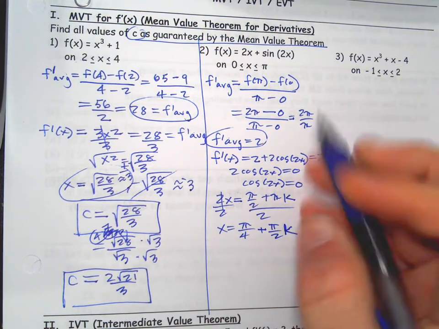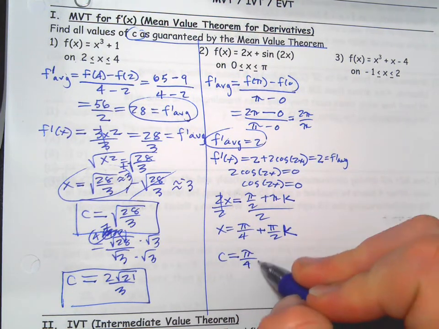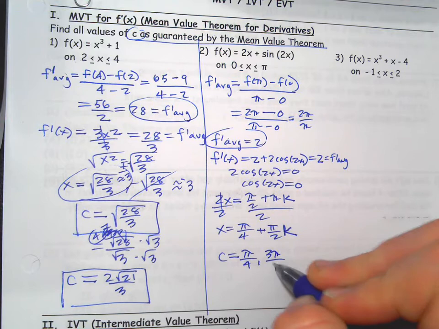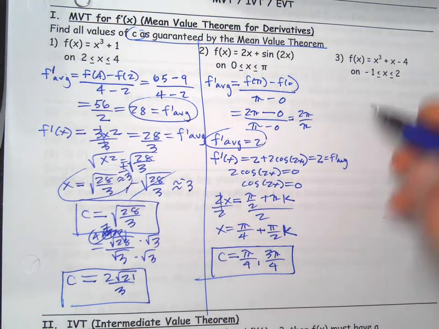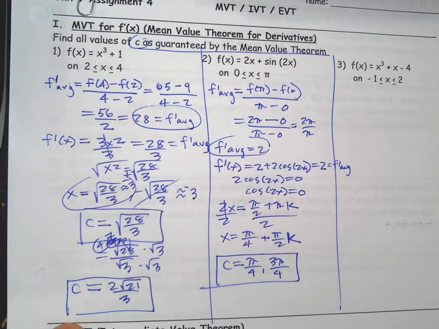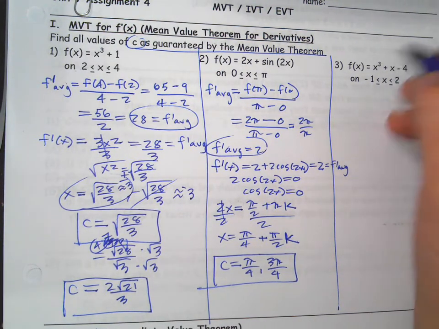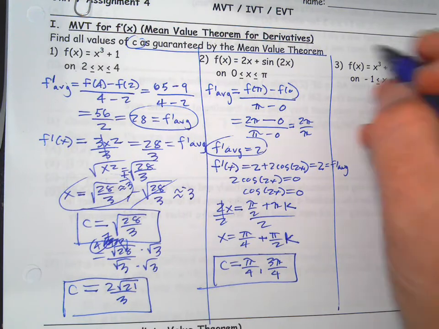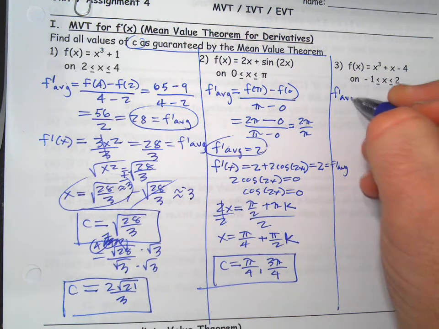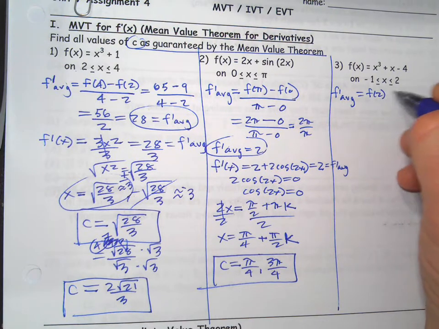We just want the ones between 0 and pi. So that's going to be pi over 4 and 3 pi over 4. You need them both. You need all of them. Okay. So this is the main new thing that we learn, and you're going to have a problem on it on your next test. Okay, continuous function, differentiable, good. Find f prime average. It's just the slope of the secant line connecting the endpoints. It's going to be f of 2 minus f of negative 1 over 2 minus negative 1, is rise over run.